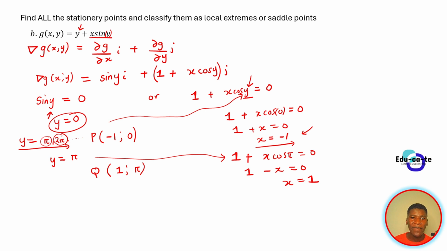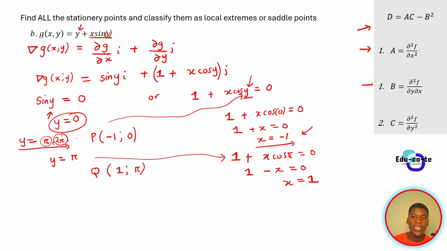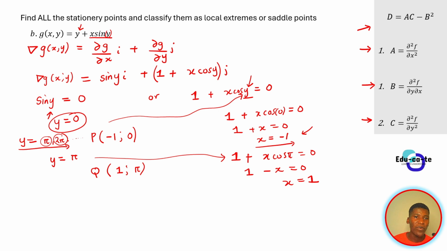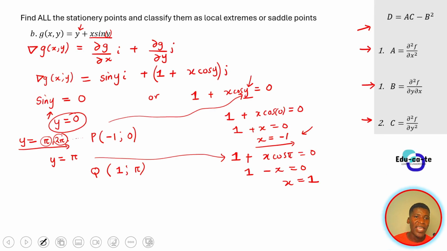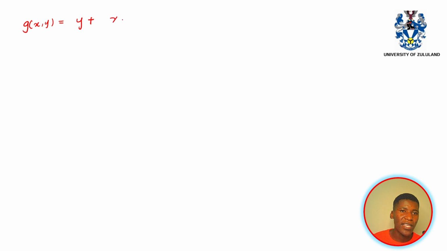Now we have to classify them as local extremes or as saddle points. Now we invoke the second partial test, whereby we need to find the discriminant. But first of all, we need the value of a, the value of b, and the value of c. So we've got 3 things that we need: a, b, and c. Remember that our function g of x, y was given by y plus x sine y.